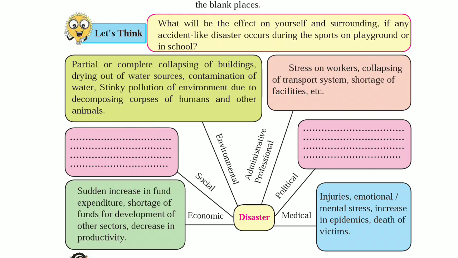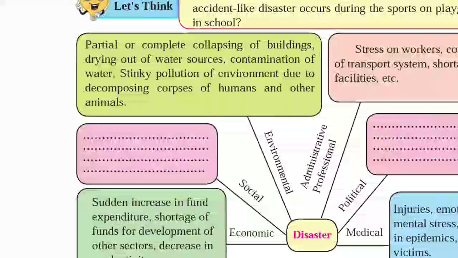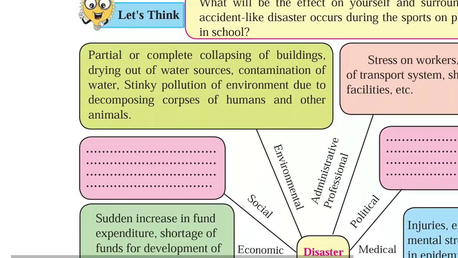Social effect of disaster. People will become homeless as their houses will collapse. Since their belongings are lost, they will need food, water, clothing and shelter. Crimes and theft will arise. Environmental: partial or complete collapsing of buildings, drying out water sources, contamination of water, stinky pollution of environment due to decomposing corpses of humans and other animals.